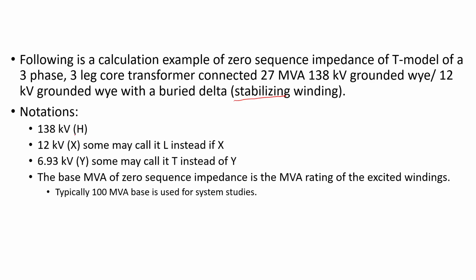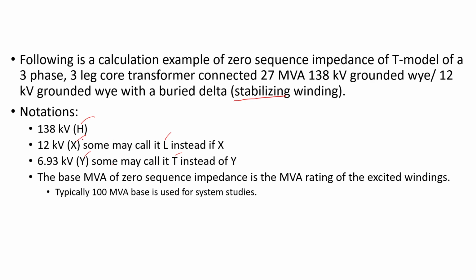So some notation. For the high side, I'm going to call the terminals H, like H1, H2, H3. Low voltage, I'm going to call X: X1, X2, X3. So we have three phases. Some may call it L for low voltage instead of X, but for me, I'll just call it X. And in the stabilizing winding, I'm going to call it Y. If you read a textbook, or attended a webinar, you might also hear T, referring to tertiary.